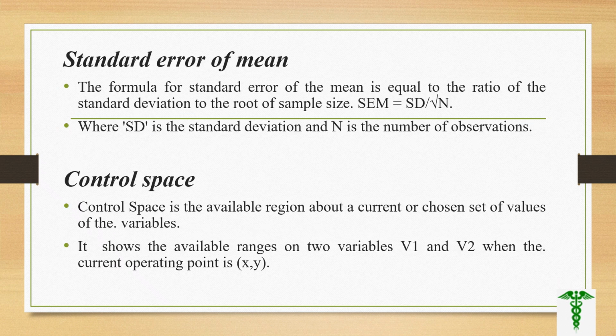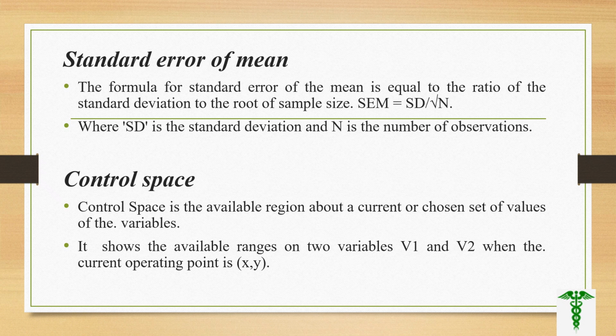Standard error of the mean, or capital SEM. This is the formula we have to follow. Standard error of the mean, SEM, is equal to SD divided by the square root of n. Means it is equal to the ratio of standard deviation to the root of the sample size, where SD means standard deviation and capital N means the number of observations. This is the equation we have to follow.